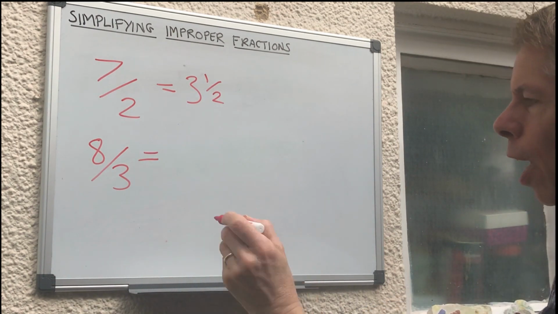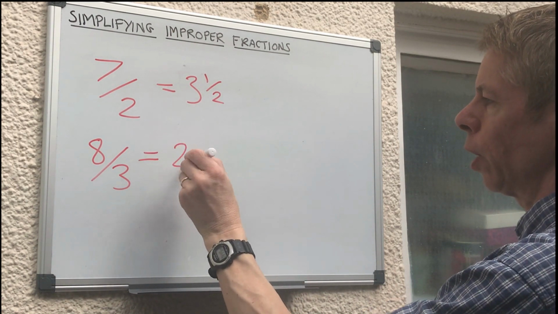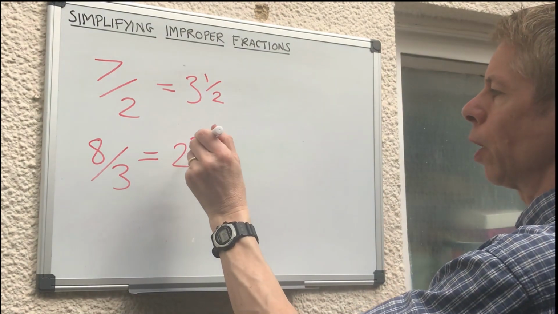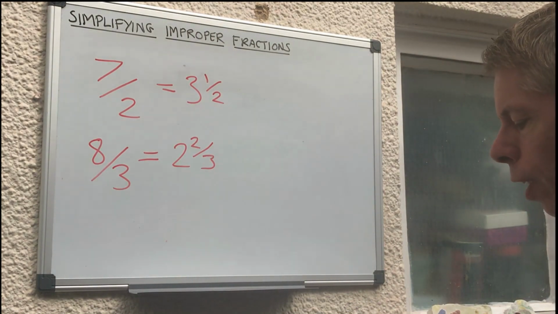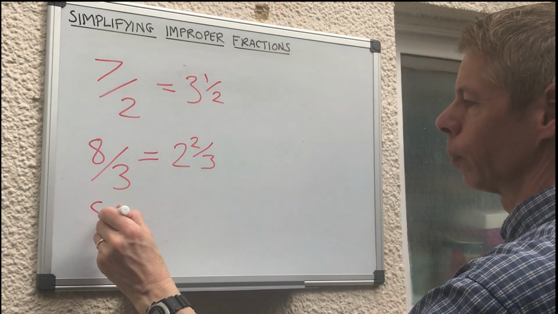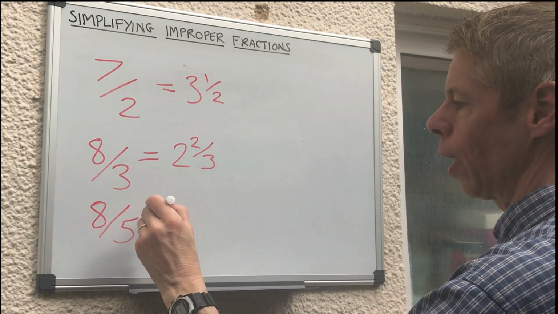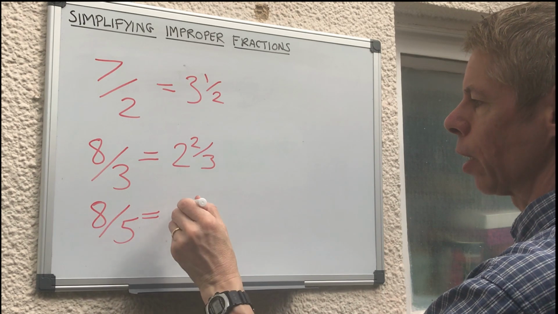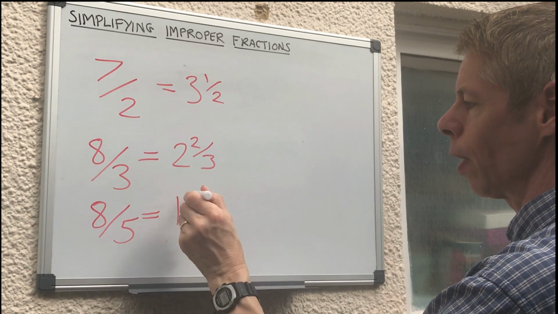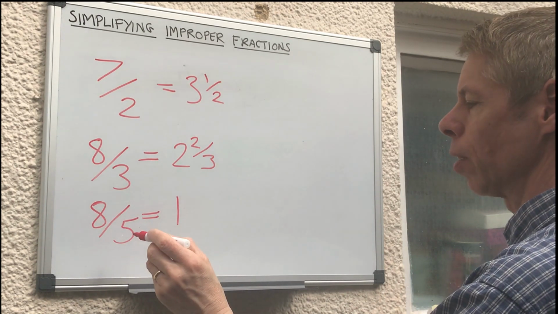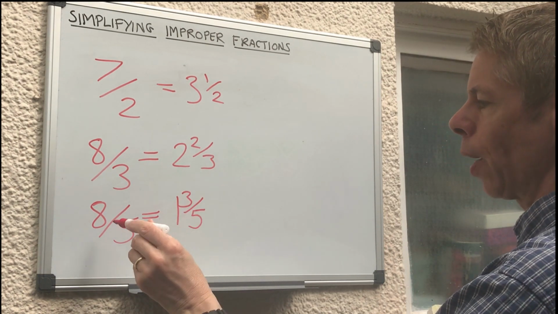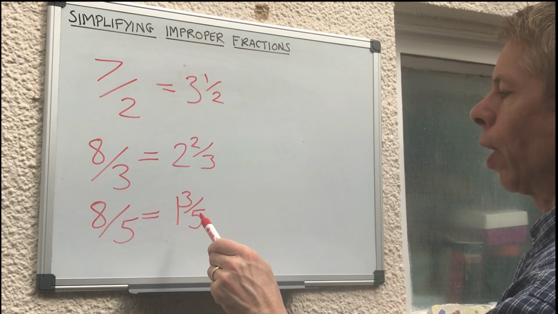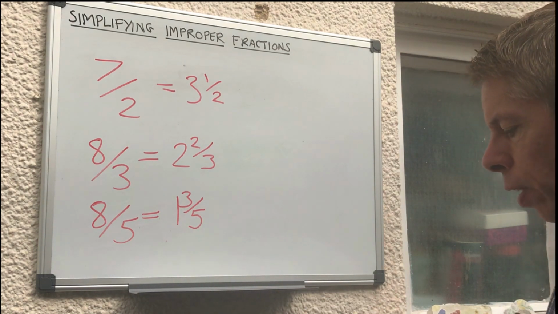Okay, next one, 8 over 3. How many 3's in 8? The answer is 2, and the remainder is 2. Take that number, put it here, 2/3. Perfect. Right, 8 over 5. How many 5's in 8? The answer is 1. How many left over? 8 minus 5 gives you 3. Take that number, put it here. So 8/5 can be simplified to 1 and 3/5.